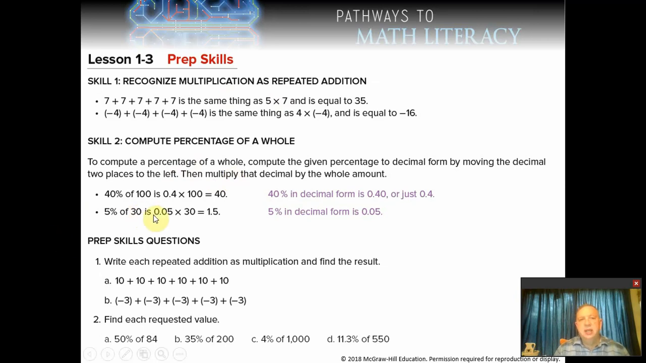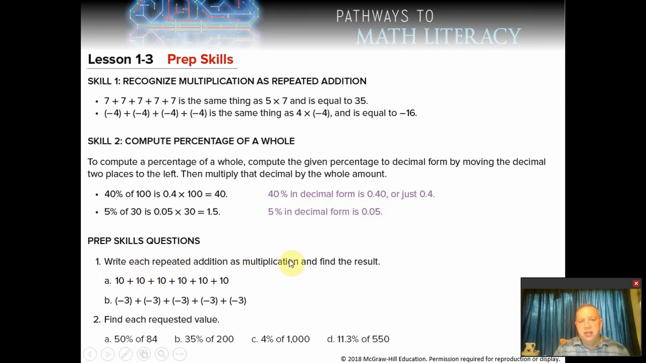5% of 30, 0.05. I move my decimal 2 places to the left. I multiply it times 30, and I get 1.5. So the calculator will do that nicely. Excel will do that as well. So here's some prep skills questions, and we'll use Excel to handle this.